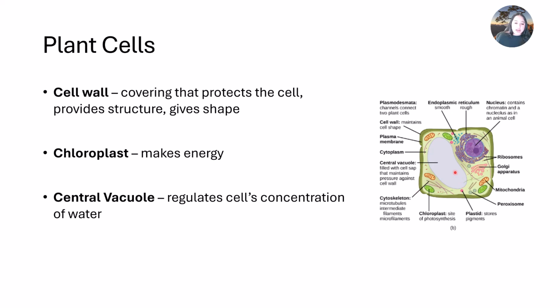Chloroplasts are the site of photosynthesis, and that's how plants make energy. They also have a big sac of water called the central vacuole. It helps regulate the cell's concentration of water. It's filled with sap, but it also takes water in and out and helps provide structure in a way. So those are some things unique to plant cells. You won't find these three things in an animal cell.